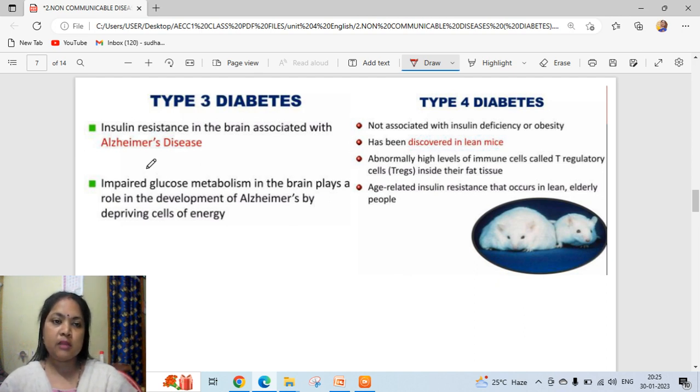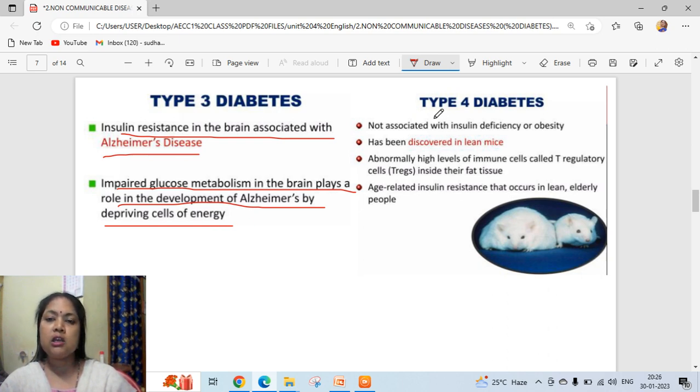Then what is type 3 diabetes? So insulin resistance in the brain associated with Alzheimer's disease. Then impaired glucose metabolism in the brain plays a role in the development of Alzheimer's by depriving cells of energy. Then type 4 diabetes. Type 4 is not associated with insulin deficiency or obesity and has been discovered in lean mice, with abnormally high levels of immune cells called T regulatory cells inside their fat tissue, and age-related insulin resistance that occurs in lean elderly people.